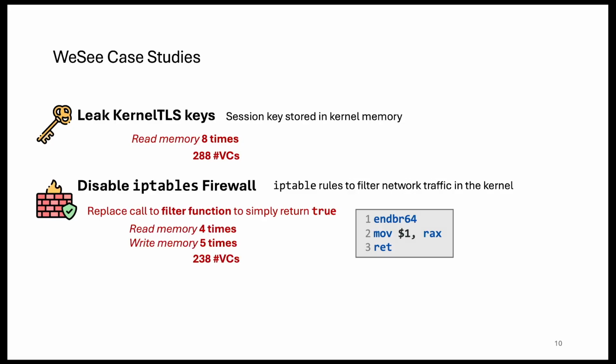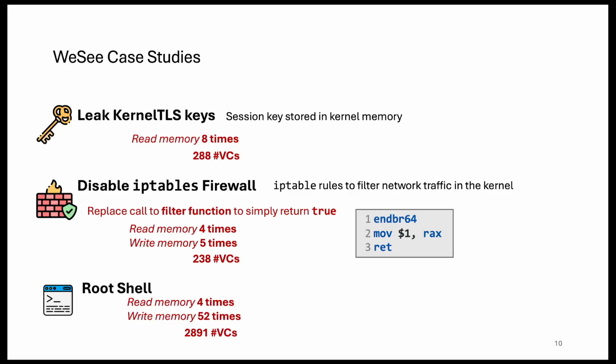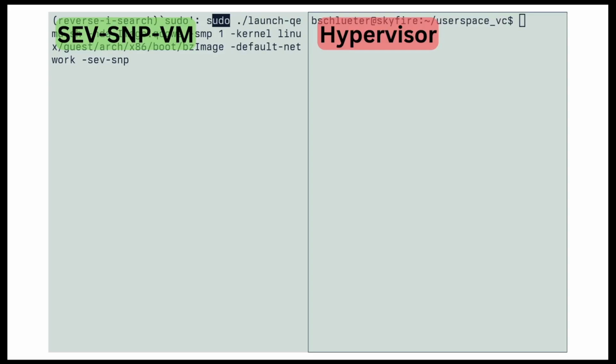This requires us to inject 238 WeSee interrupts. And last but not least, we build a case study to obtain a root shell where we inject over 2,800 interrupts. Now we have a video prepared for this third root case study.